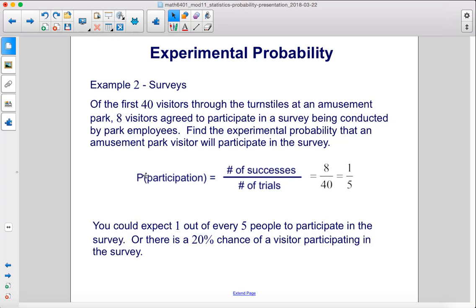Alright, so we have our probability of participation. Our number of successes is 8. The number of trials, aka the number of visitors asked if they would participate, was 40, and that simplifies to 1 over 5. So you could expect 1 out of every 5 people to participate in the survey, or there's a 20% chance of a visitor participating in the survey.